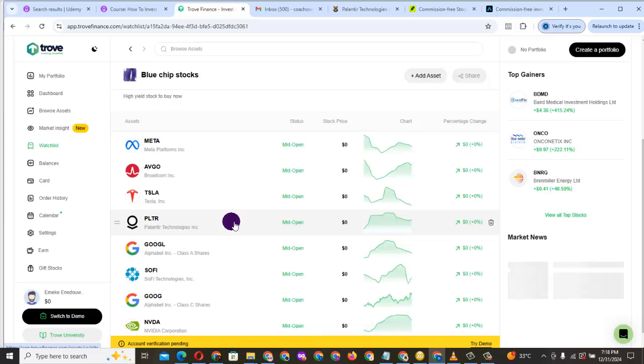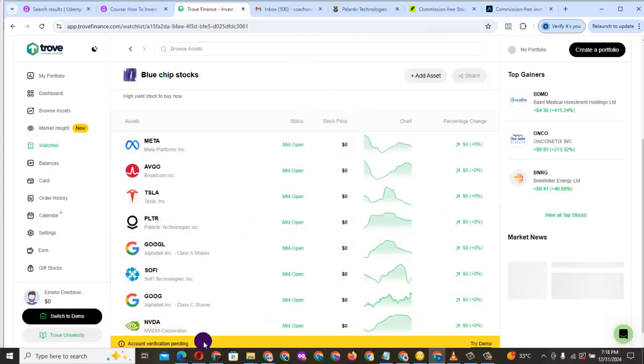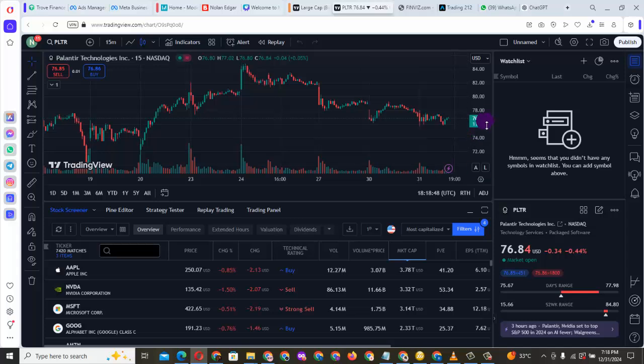Then one more thing that I also want to explain is how to use the limit options to buy. For instance, Palantir is trading at this particular price right now, $76.80, and you can see the movement is still dropping. You can see the movement is now red, showing that it's dropping. So if you enter when it is already 76, you can see immediately you bought, it dropped. So how do you enter the market when the stock price has dropped, so that once you buy, it can move above that level, and you'll be making profit?